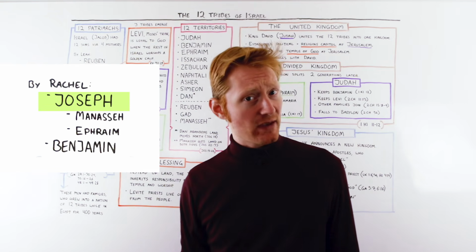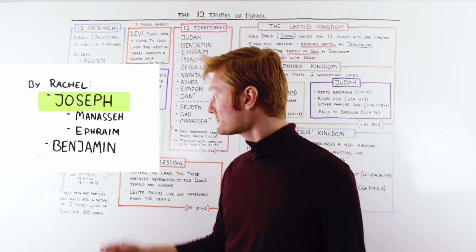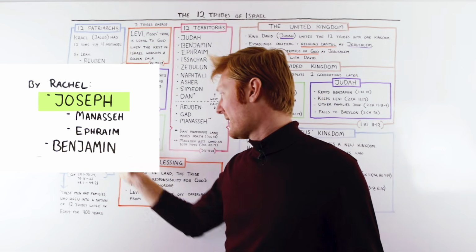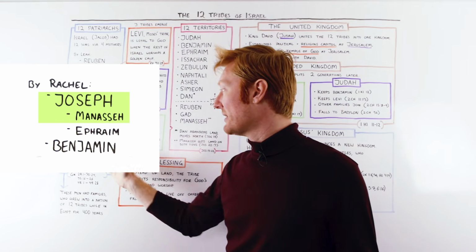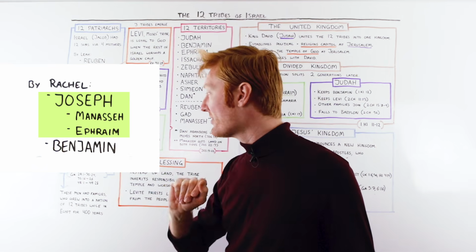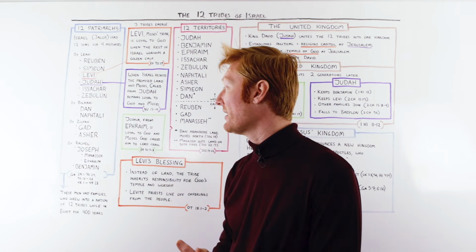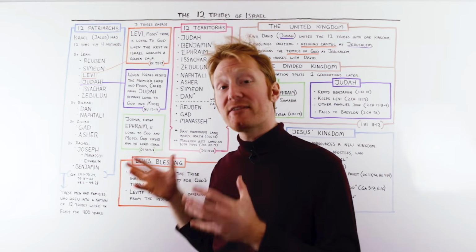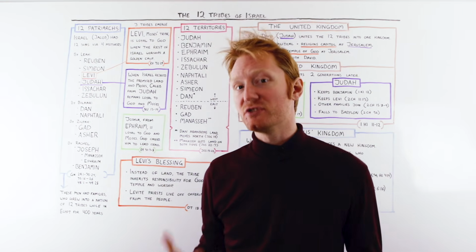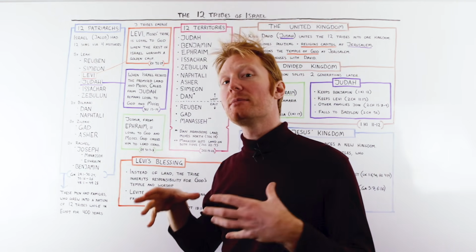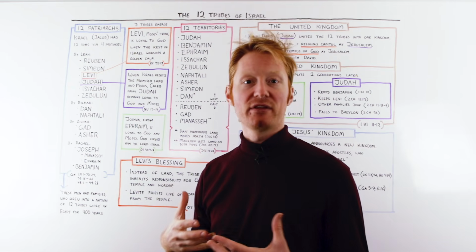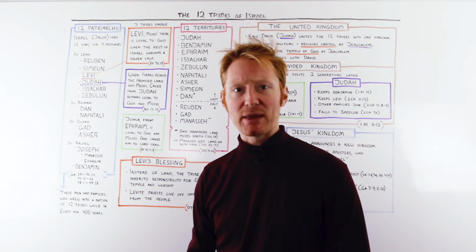Joseph, that's the very famous one with that colorful coat. And Joseph has 2 sons of his own, Manasseh and Ephraim. And then we have Benjamin, who is the youngest of the original 12. These men all had families, and at the end of the book of Genesis, we see all of them journeying to the land of Egypt to avoid a famine.